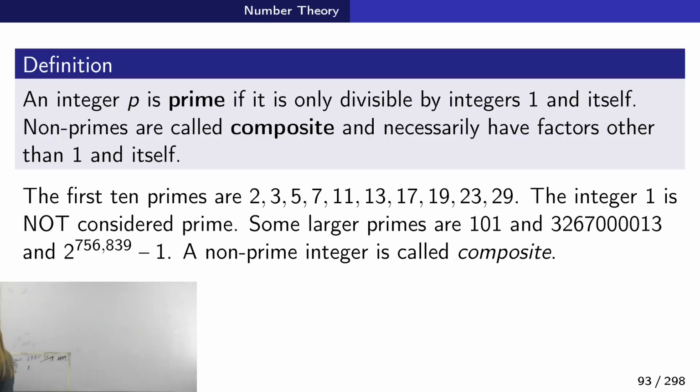Okay, primes. An integer p is prime if it's only divisible by the integers 1 and itself, and we call non-primes composite. The first 10 primes are 2, 3, 5, 7, and so on. I think we're good to go.